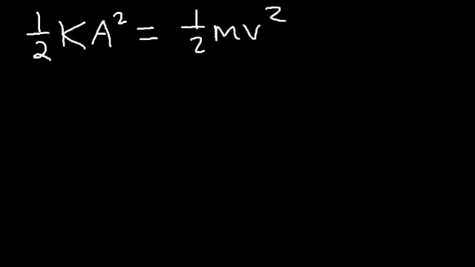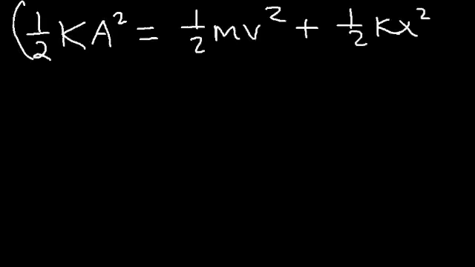Now, what if we don't want to find the maximum velocity? What if we need to find the velocity as a function of x? Let's say when x is 0.4 or 0.7. How can we do that? Well, let's go back to our conservation of energy equation. Mechanical energy is equal to kinetic plus potential energy.